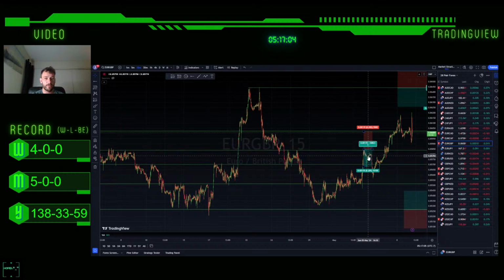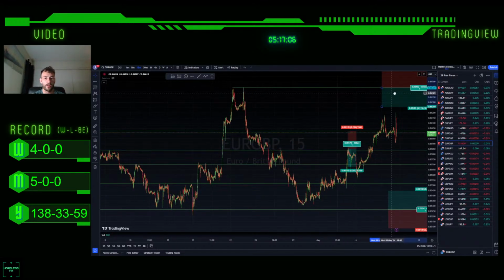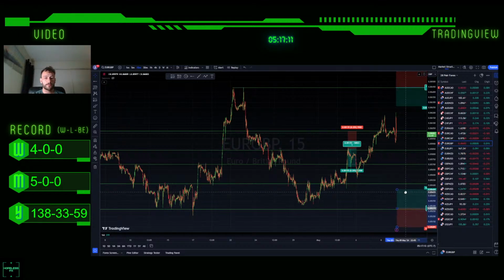This EURGBP trade was a winning trade from this week, and we have 2 limit orders. We have a limit sell at the previous high up here, and then we have a limit buy at the bottom down here. So if price trends to either of these points, we are ready to sell or buy at these levels.